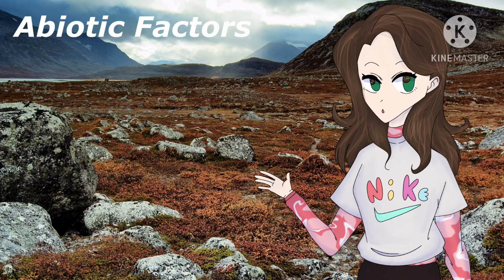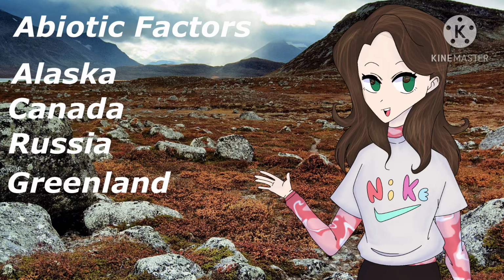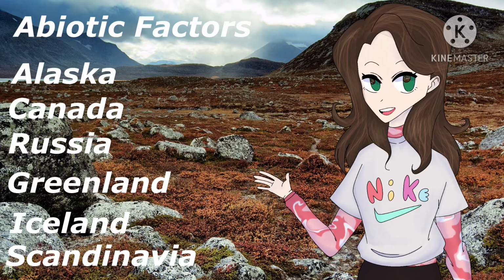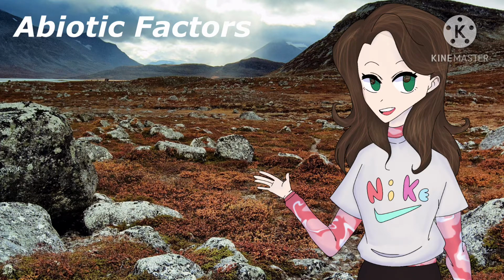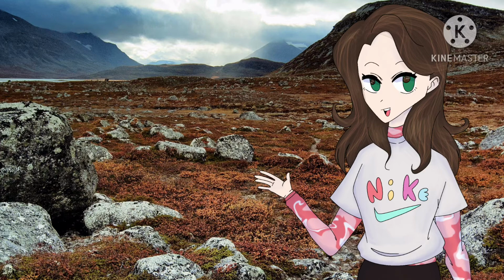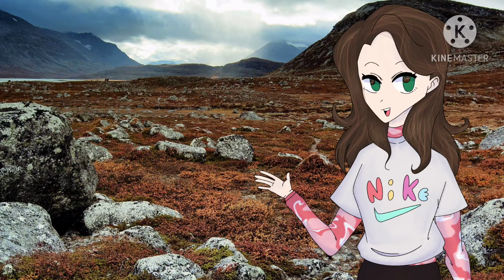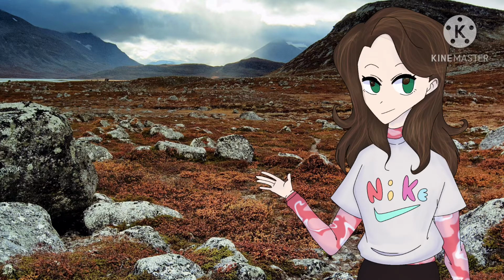Location-wise, tundras are in places like Alaska, Canada, Russia, Greenland, Iceland, and Scandinavia, and include landforms like an abundance of water, low rolling hills, and soft, porous earth. Grass is uncommon. Instead, there's rocky, wet ground. It's covered with low-lying brush.